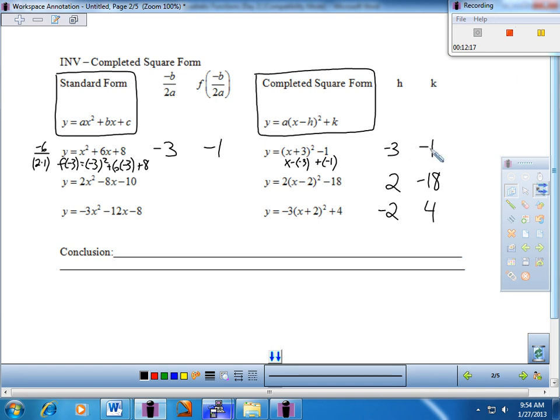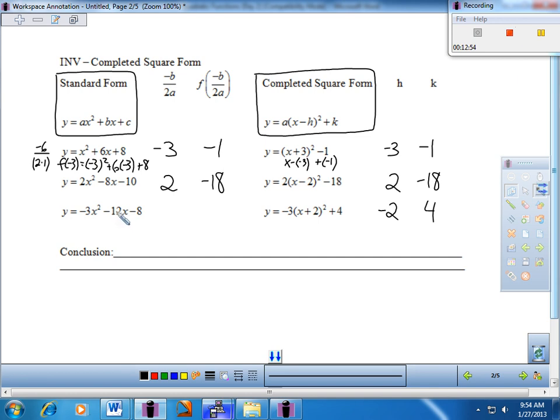Coincidence? Probably not. Well, I would encourage you to pause the video and find the vertex for this one right here. Do opposite of b over 2a, and then plug it back in. If you did, you would see that opposite of b over 2a gives you positive 2. It looks like you get 8 over 4. You plug it back in, and I believe you get negative 18. Awesome.